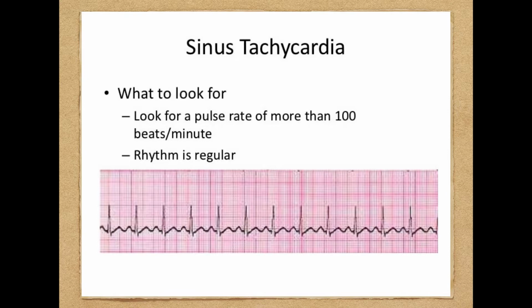Now coming to the tachycardia part, you know what is tachycardia? It's a heart rate more than 100. So always look for the heart rate more than 100. A sinus tachycardia will have a normal P wave followed by a QRS complex, and the rhythm is always regular.